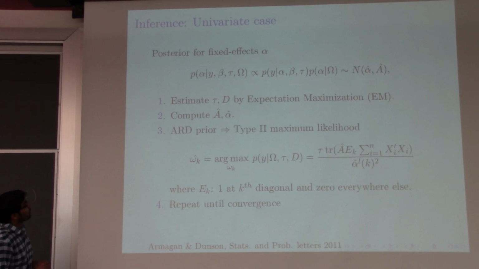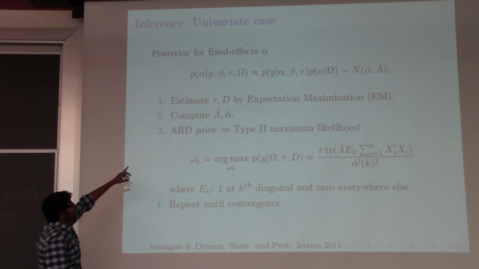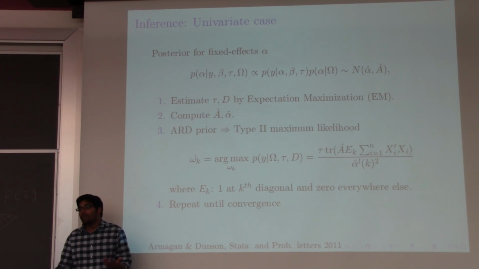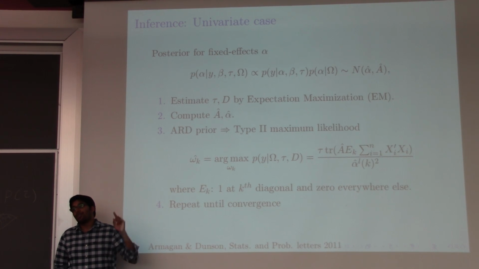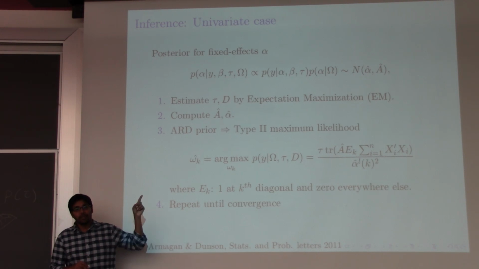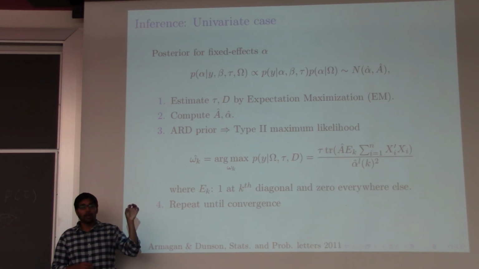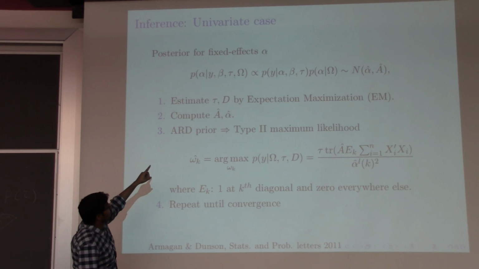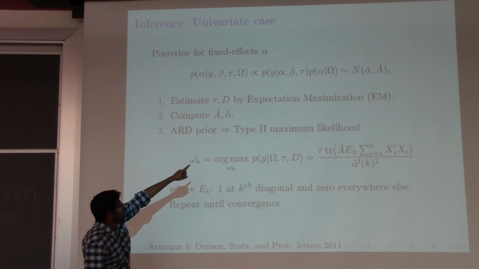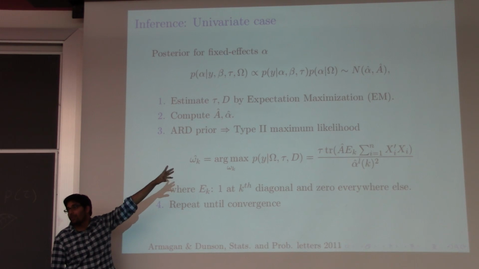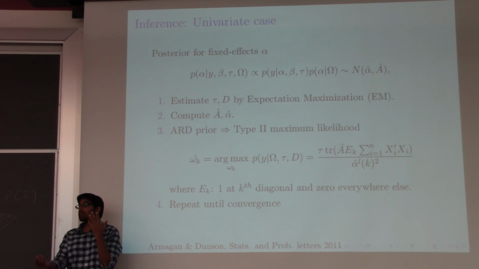And so what happens? The typical way to do it is you first find tau and D, and the way you do it is by EM. You should go check Layered and where. Layered and where is the original paper, they compute tau and D. Tau was the noise precision, D is the covariance structure of D. Once you have tau and D, alpha hat and A hat are functions of those things. So you can compute what the posterior mean and the posterior variance, covariance is.